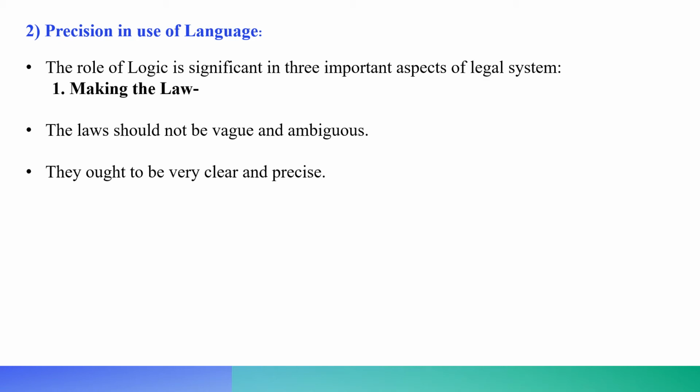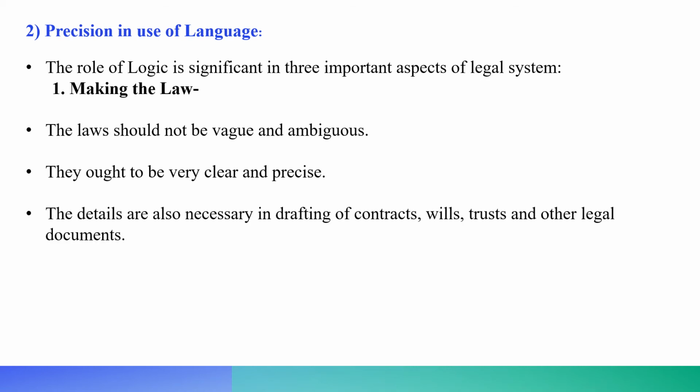Clear means whatever language is used to explain that law should be clear, so that when read, it is understood by the person, and should be precise, to the point. Then the details are also necessary in drafting the contracts, wills, trusts, and other legal documents. Now you know that contracts are made, wills are made. Wills means a document which indicates to whom the property is inherited after the person dies.